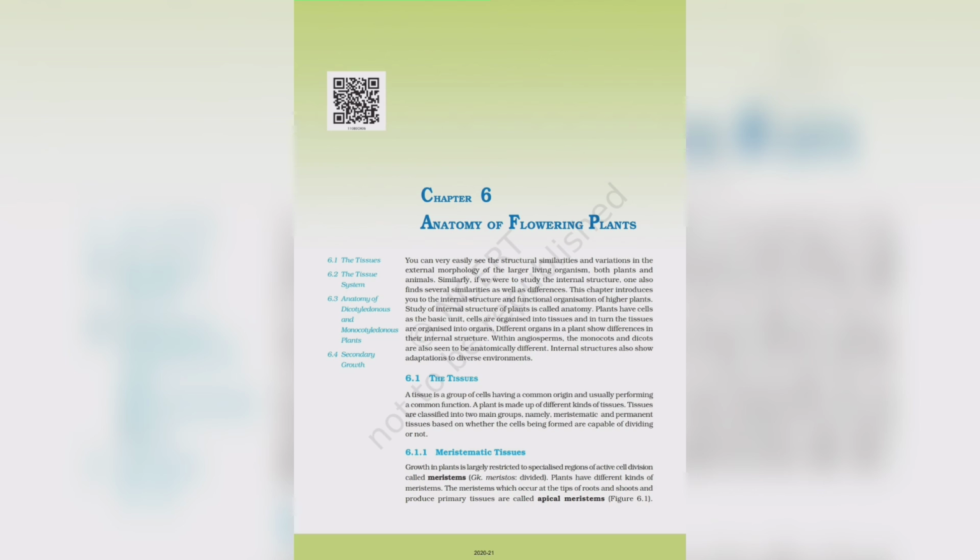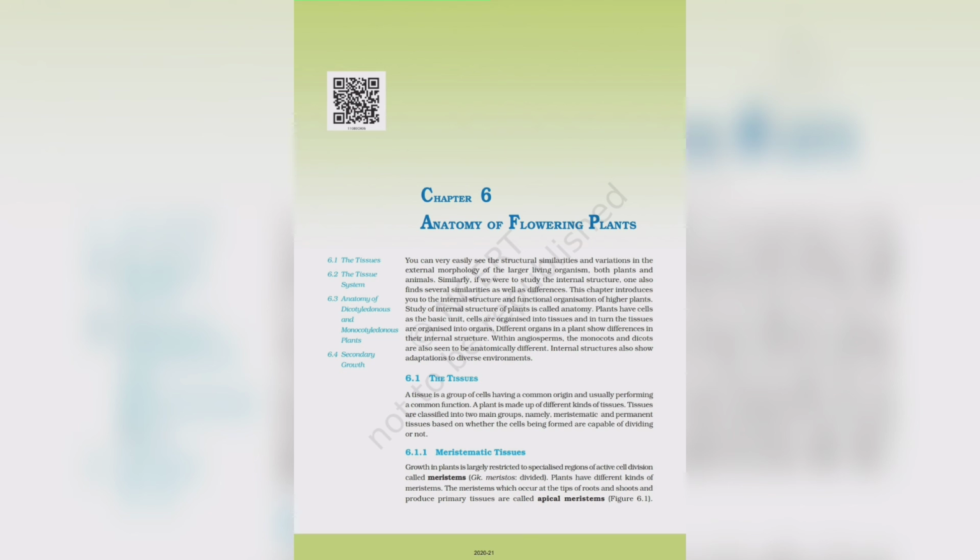6.4.1.3 Springwood and autumn wood. The activity of cambium is under control of many physiological and environmental factors. In temperate regions, the climatic conditions are not uniform through the year. In spring season, cambium is very active and produces a large number of xylary elements having vessels with wider cavities. The wood formed during this season is called springwood or early wood. In winter, the cambium is less active and forms fewer xylem elements that have narrow vessels, and this wood is called autumn wood or late wood.